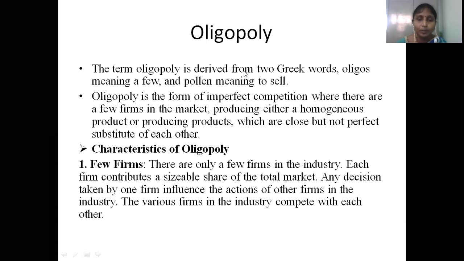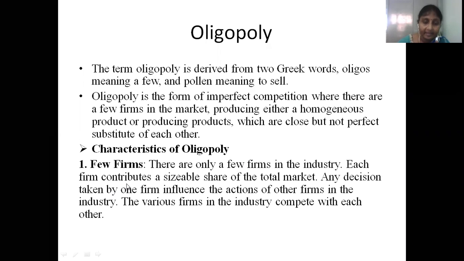So oligopoly means imperfect competition. Only a few firms exist, and they are selling both homogeneous and non-homogeneous products in the market. So the first characteristic: few firms. There are only a few firms in the industry. The industry contains many firms, but in that it contains only a few firms.